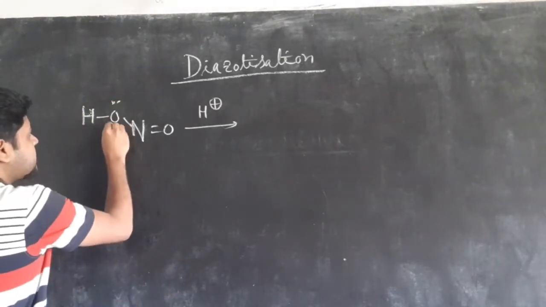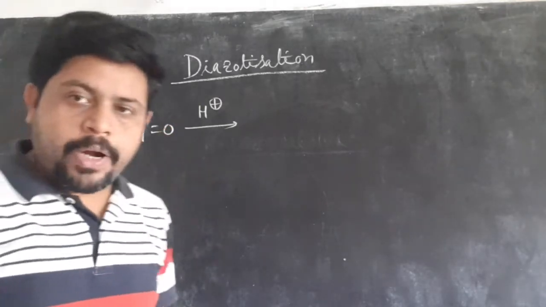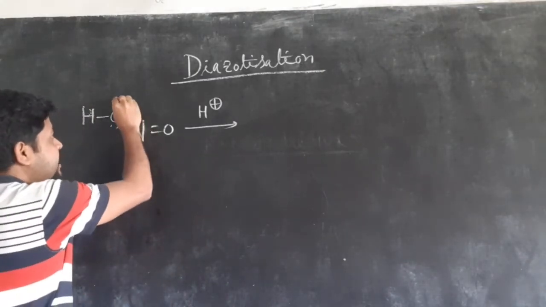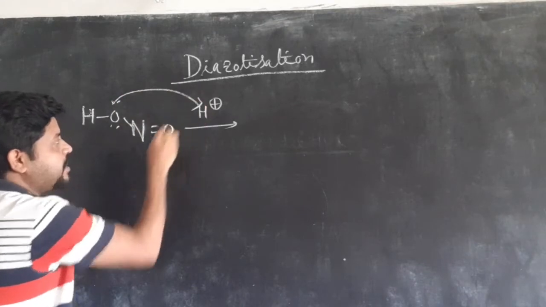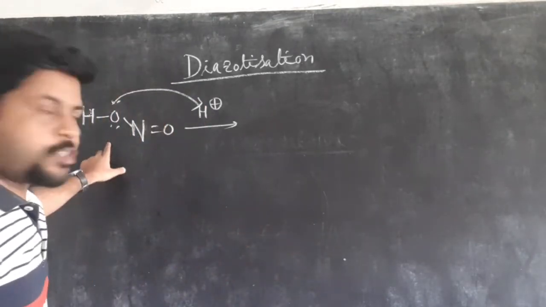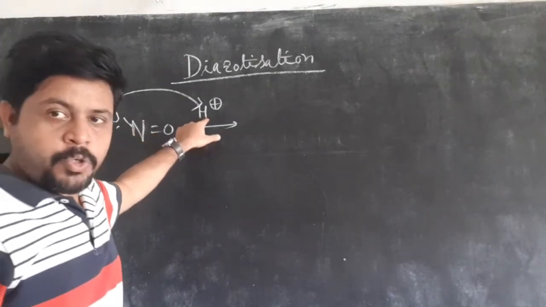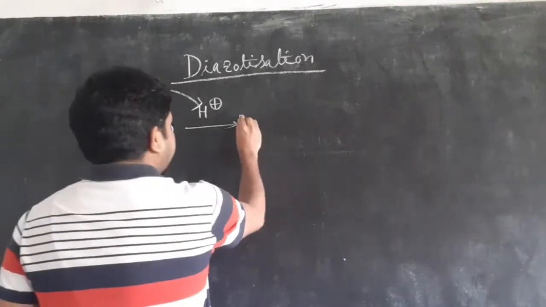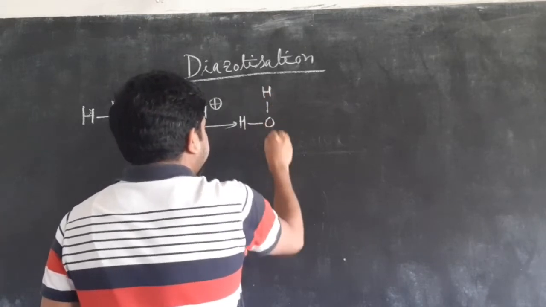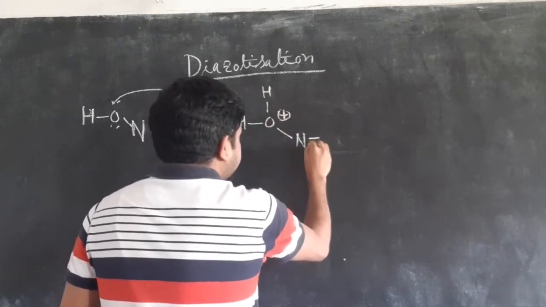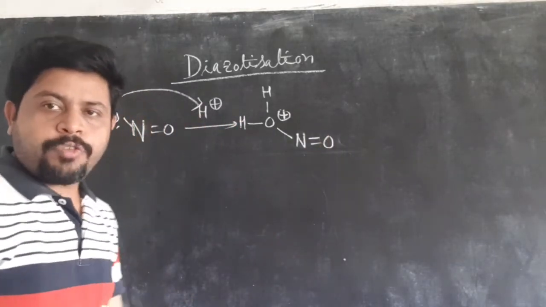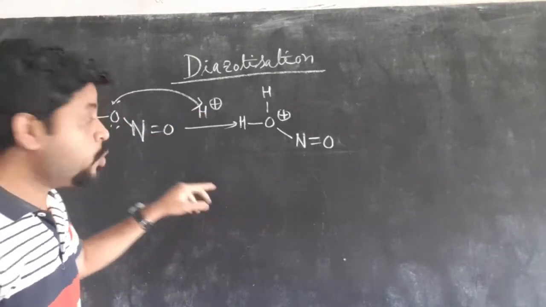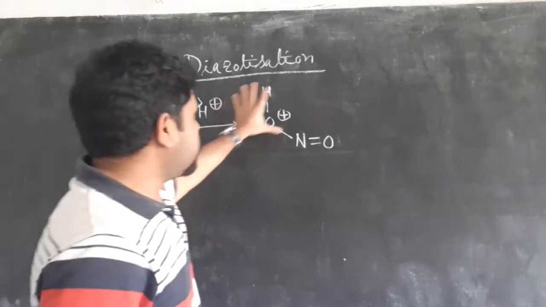We can see this oxygen contains 2 lone pairs of electrons, and a lone pair will be donated to the H plus. This lone pair will attack the H plus, because as we know H plus is electron deficient, so it can take 2 electrons. So we get H, O, H, with a plus charge, N double bonded O. The lone pair is donated to the H plus, which takes 2 electrons from the oxygen. So now I am getting this kind of species.